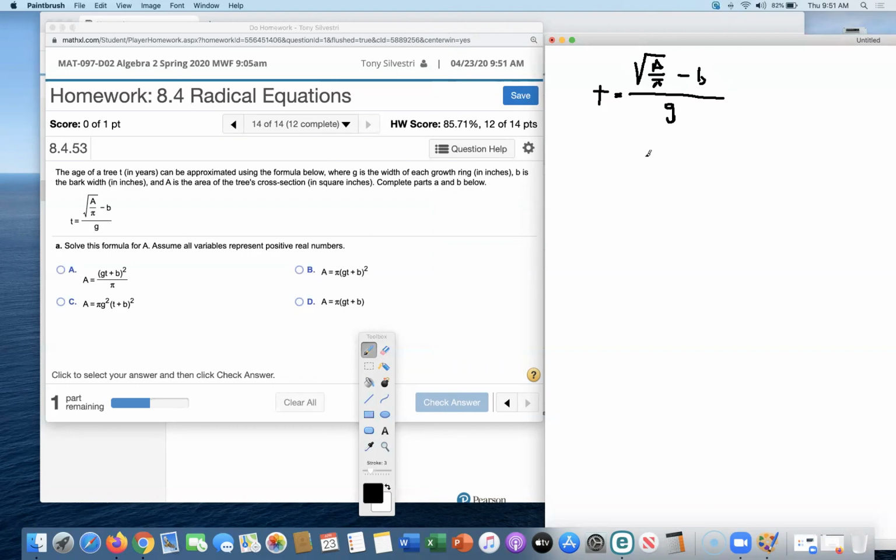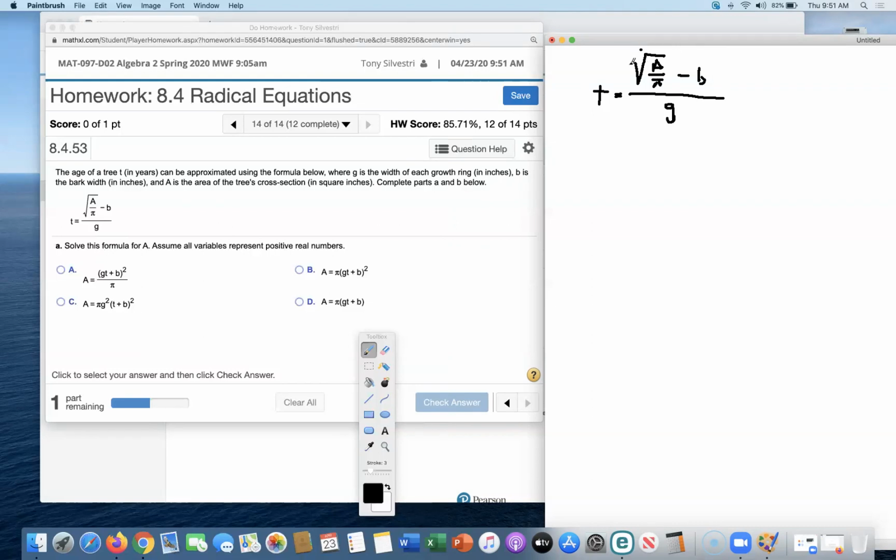All right, so complete parts A and B. So they want us to solve for A. The age of a tree is given by this, and A is that. So they want us to solve for A right there. Solve for A. So let's do it. They don't give us any numbers, so we can't plug in numbers, but we can do a little bit of math.